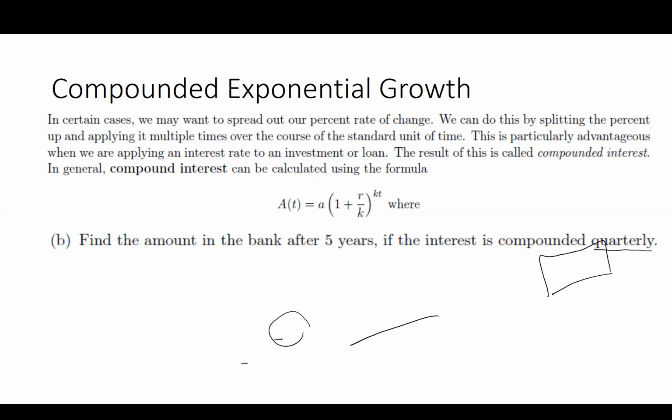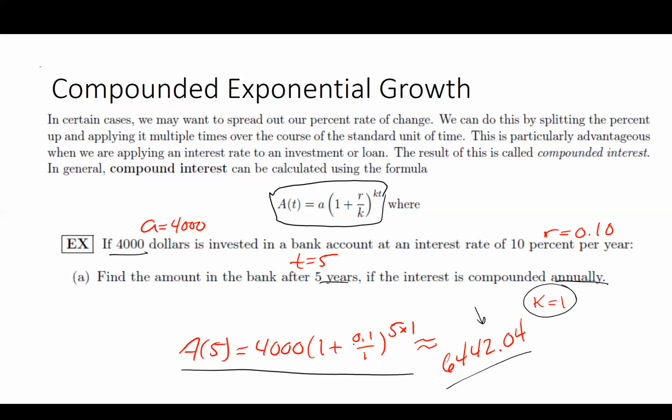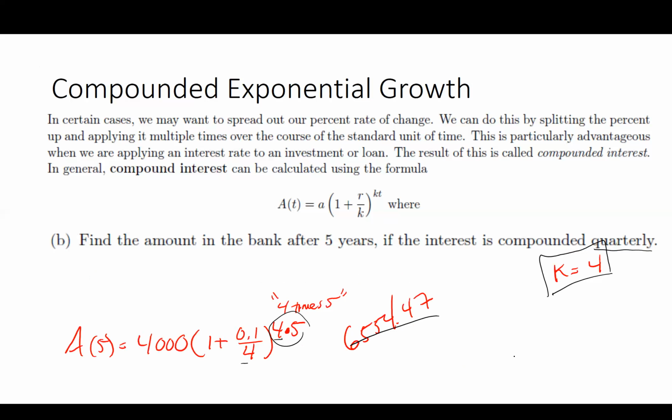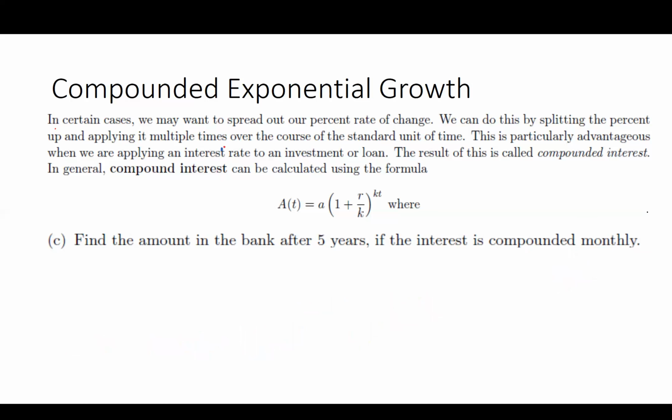Now that's interesting. This number here, 6,442 and 6,554, you'd think that when I compound the interest quarterly, it would blow up. There'd be this huge difference. And I mean, we're looking at a little bit over $100-ish. They're not that far apart. That's interesting. Now let's suppose I compounded it monthly. Go ahead and do this computation for me.